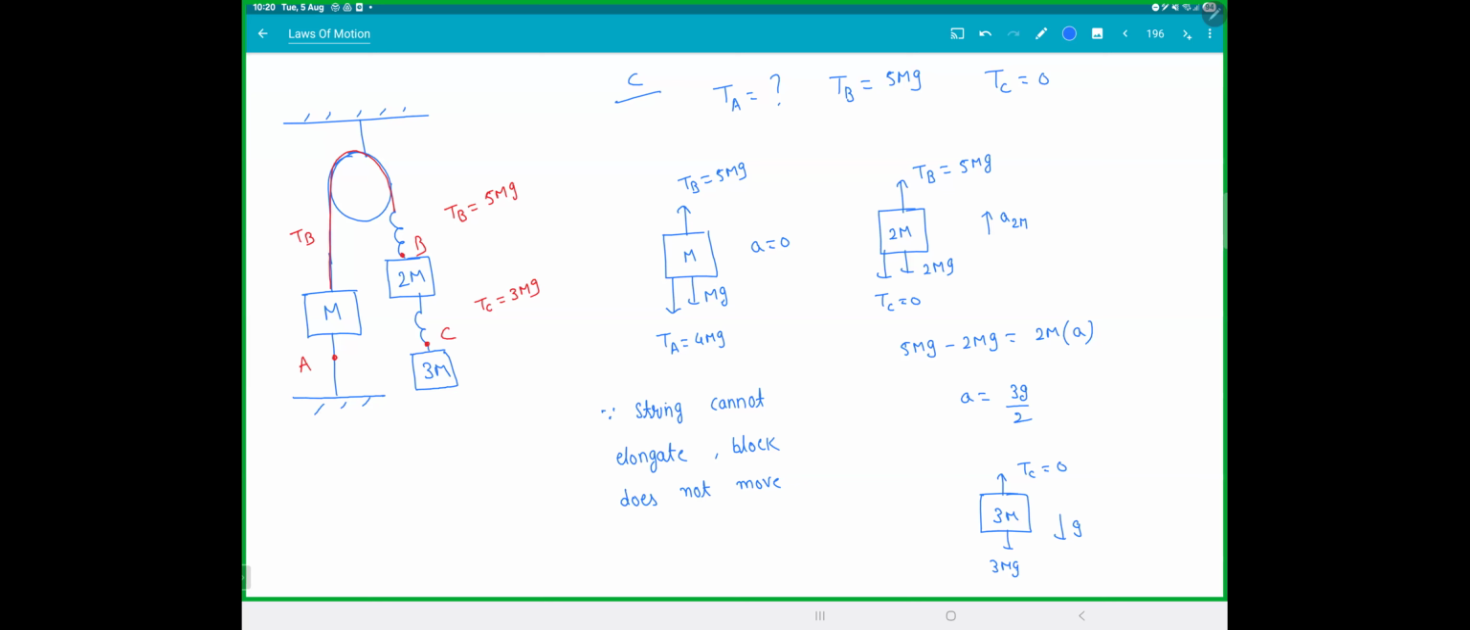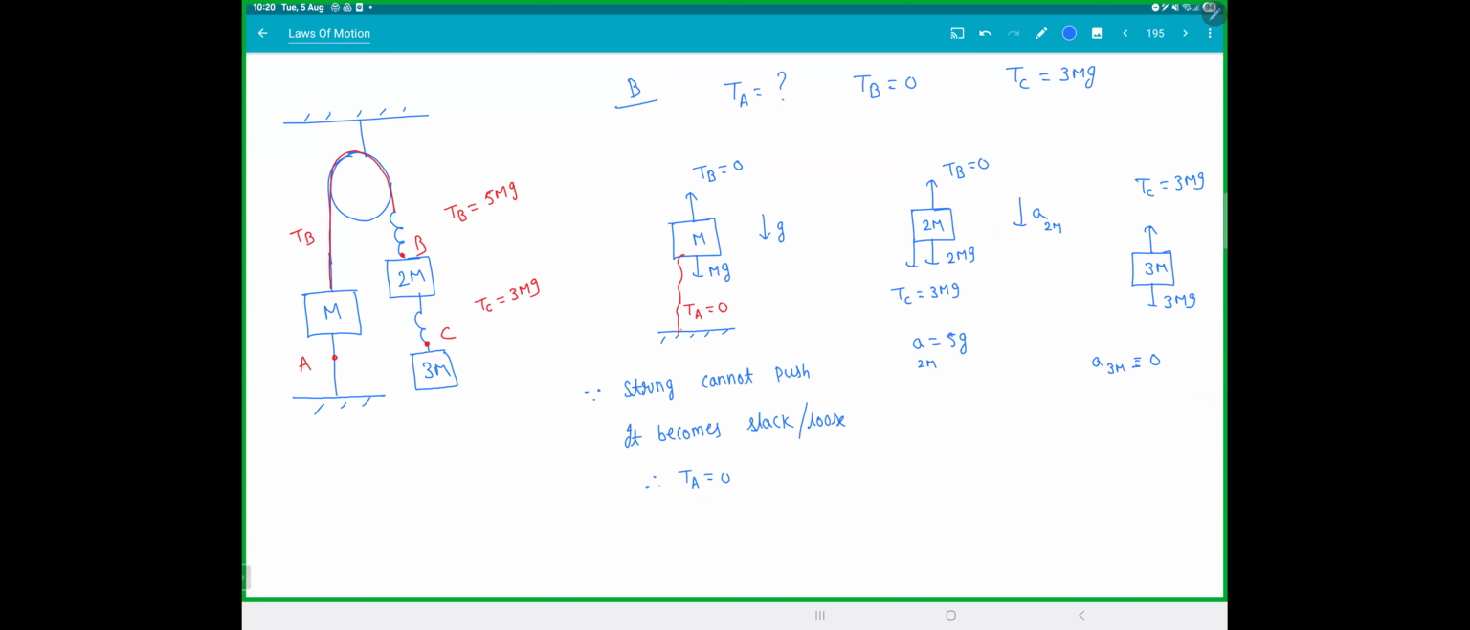Sir, in the B part, the acceleration of 2m should be 5/2, right? Because the mass is 2m and 5 mg is acting on it. Yes, you are right. I made a mistake here. So this was 5 mg is equal to 2m into acceleration. Yeah, that was a mistake. You're right.